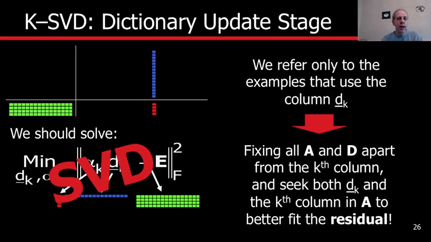We subtract the contribution of every other atom. And then we say, how can I improve this atom in such a way that its contribution to the signal is even better? And that's an SVD. So we run an SVD for every single one of the atoms. We have updated the dictionary.